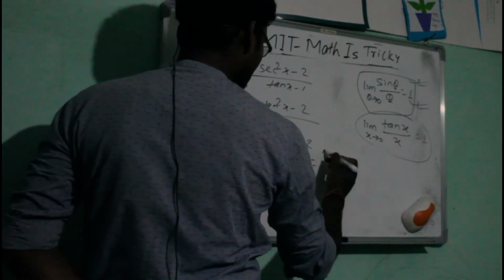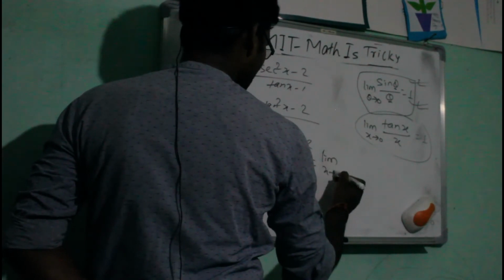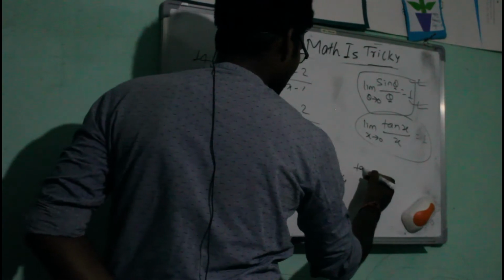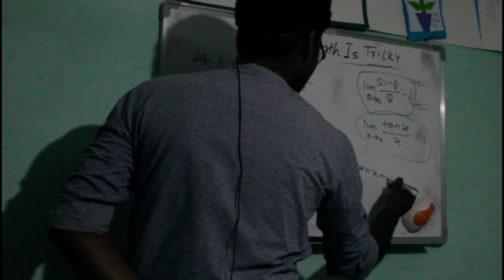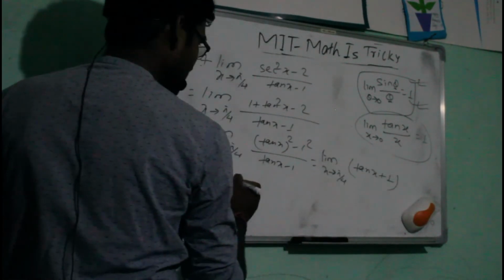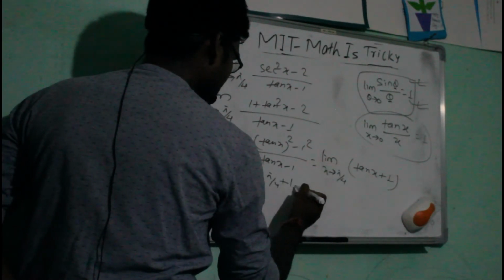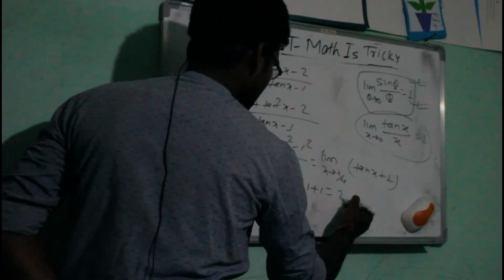So we can write here limit, now after using the formula of a square minus b square, minus will be cancelled, so we'll be getting tan x plus 1. So now let's put x as pi by 4, so tan pi by 4 plus 1, that is 1 plus 1 equals 2. It's your answer.